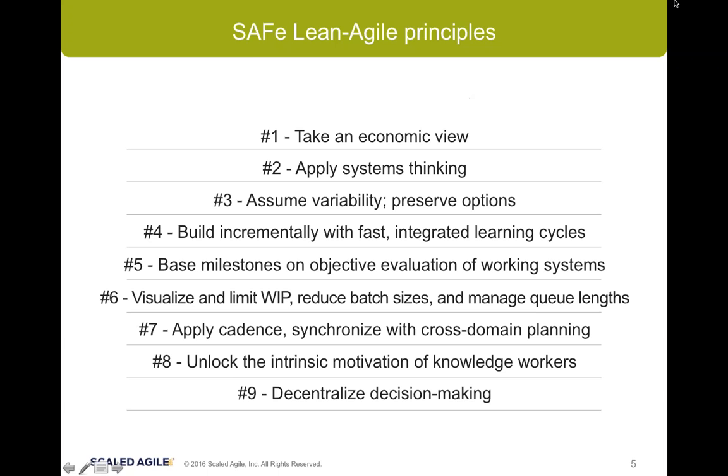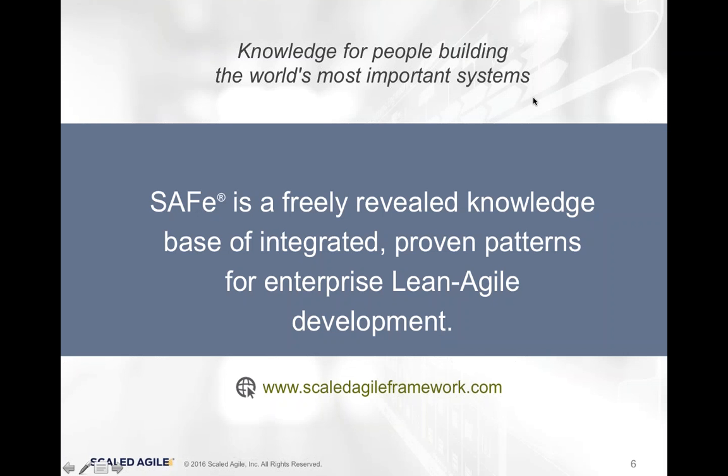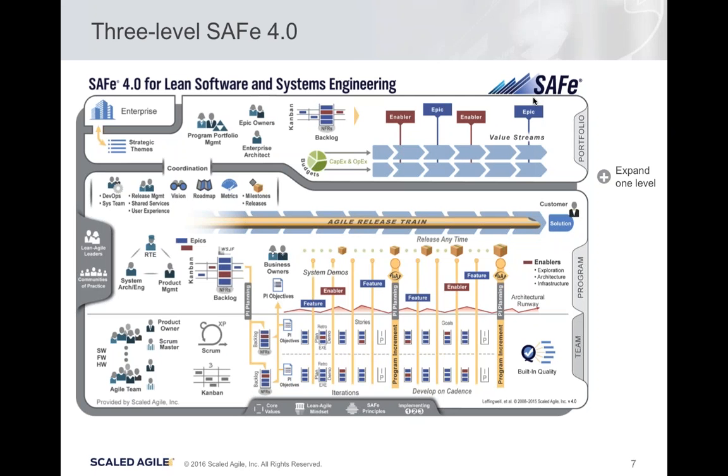So that's a little bit the why, the challenges behind the framework. And the framework itself is basically a website. Hopefully you've already seen it: www.scaledagileframework.com. It's a website which provides a lot of proven patterns and practices from organizations who implemented Lean-Agile at scale. So it's really a knowledge base which is available to you for free. You can click on all the icons, read more, and experience what is happening behind that. So that's the framework, and that's SAFe version 4.0, the three-level version of it.